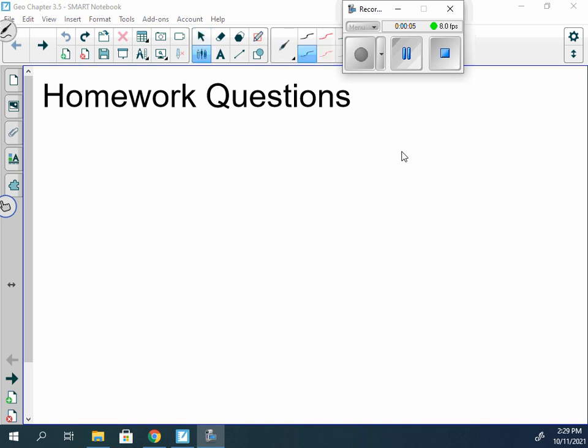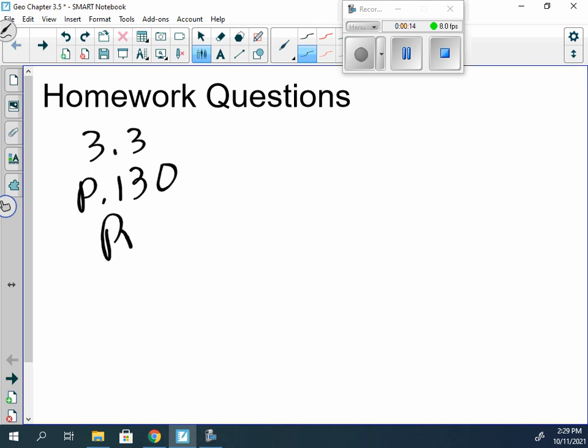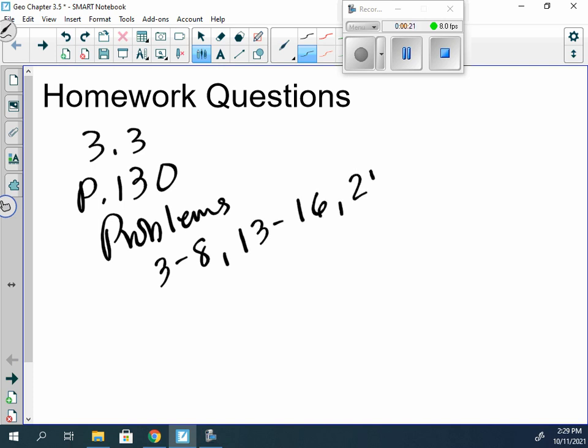All right, guys, so I was looking back at the homework assignment for Friday, 3.3 on page 130. Should be problems 3 through 8, 13 through 16, 21 and 22. You do not have to do 11 and 12. I mistakenly put 11 and 12 on there originally, but you do not have to do them. It's just 3 through 8, 13 through 16, 21, and 22 that you need to do.